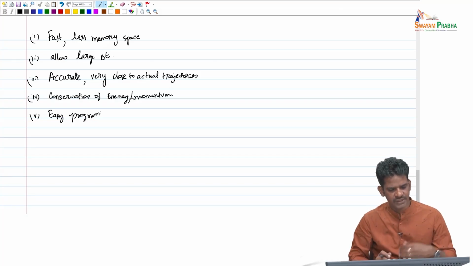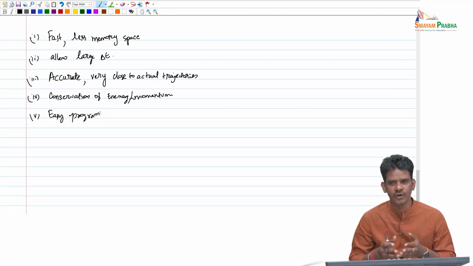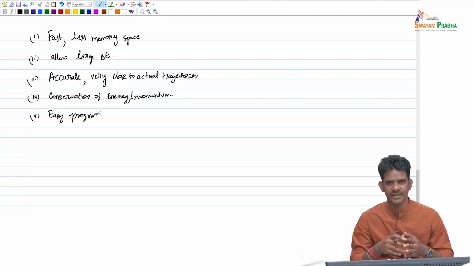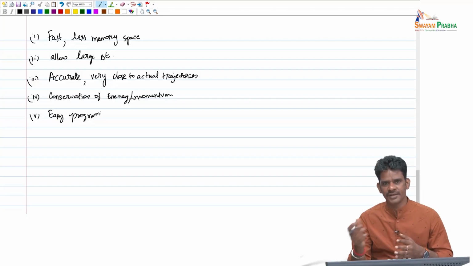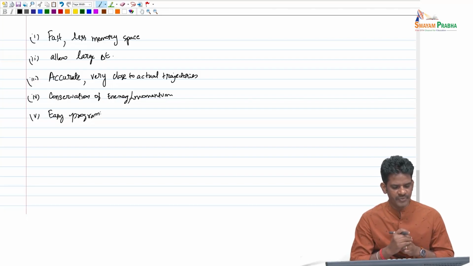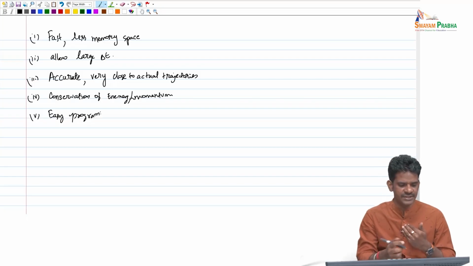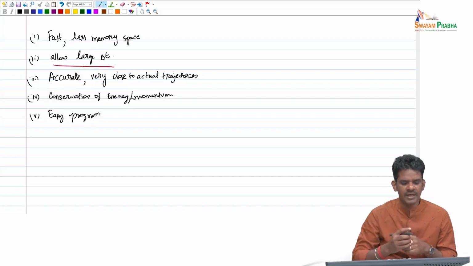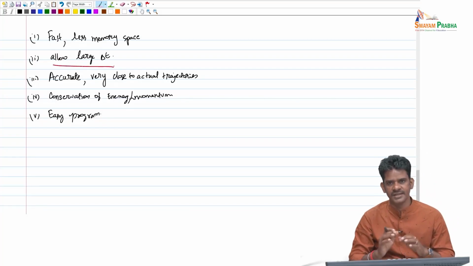Now, you will see that not a single algorithm will satisfy all these conditions simultaneously. Some algorithms are good in a few points and do worse in other requirements. So, of all these 5 important qualities, the most important thing for us in terms of MD simulation is that we want this algorithm to be able to allow a larger delta t. That is the most important quality.